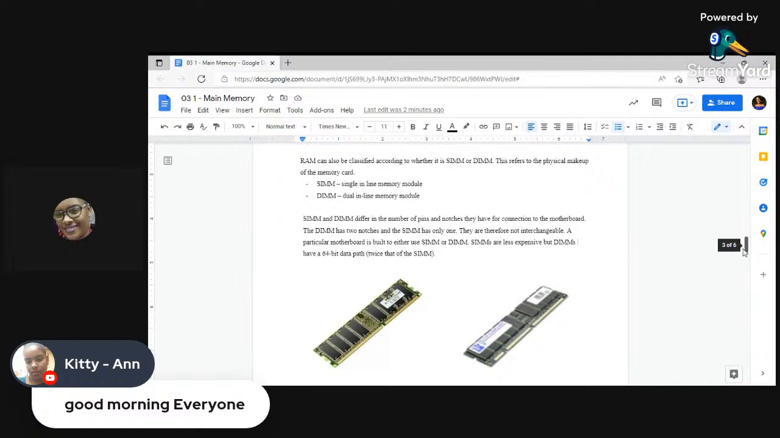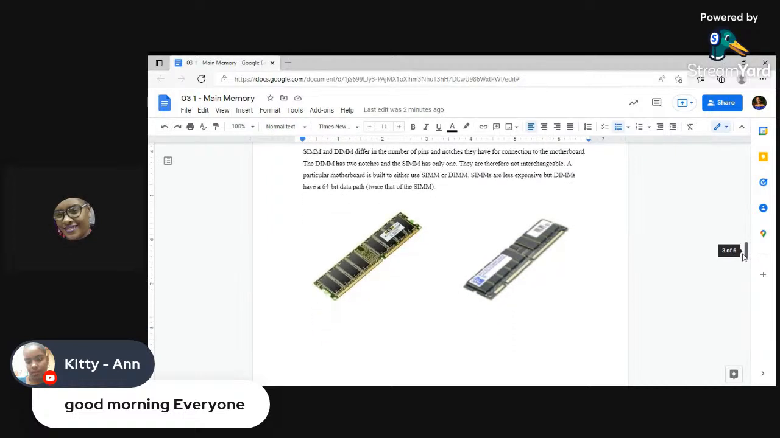So let's look at the two. For SIMM and DIMM, what you're looking at is the pins and notches, in terms of how you connect the RAM chip to the motherboard, right? So the DIMM has two notches and the SIMM has only one. That is how you can differentiate between the two, right? So we have one, two, we have one notch right here.